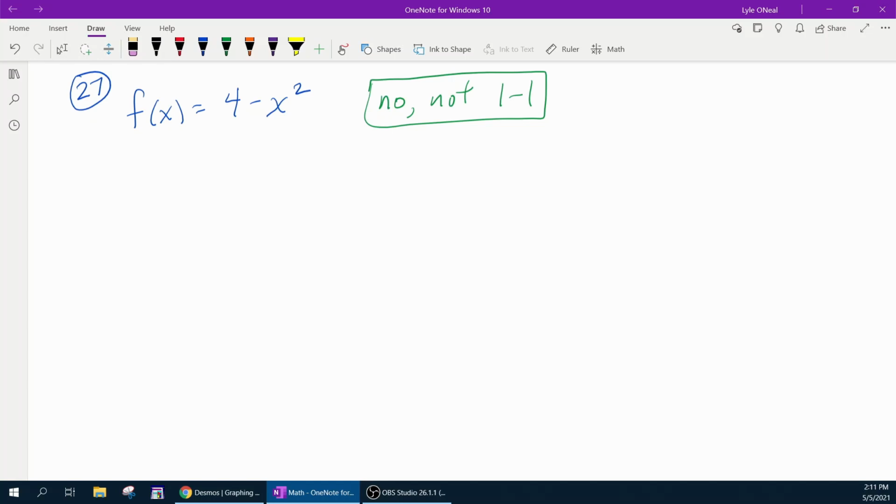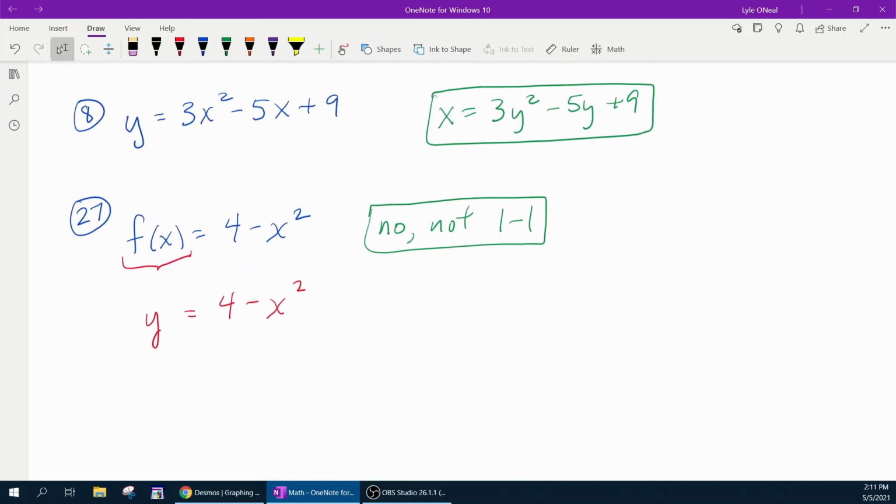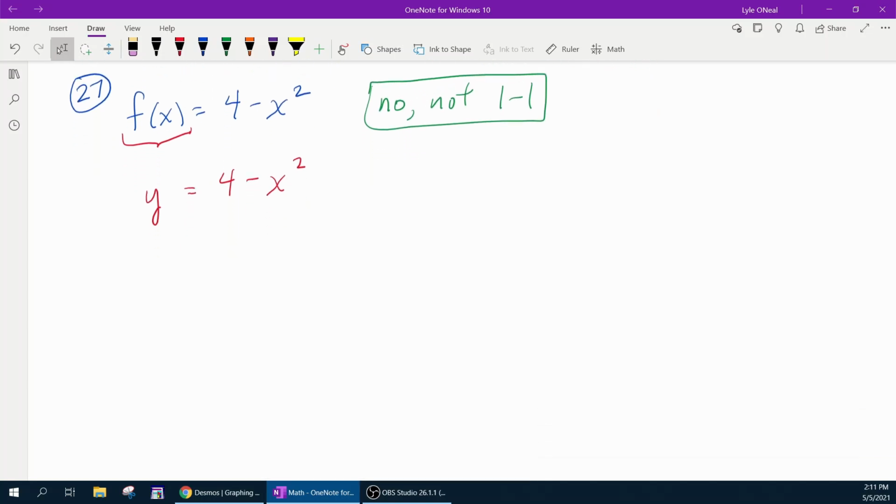So using the 3S method, the first S says substitute. We're going to substitute y for f of x. Remember, f of x means y, so I can make that substitution. Now that I've got an equation in terms of x and y, remember from the previous example, number 8, I said to find the inverse of an equation, you simply switch the x's and y's. So now I can find the inverse by simply switching the x's and y's.